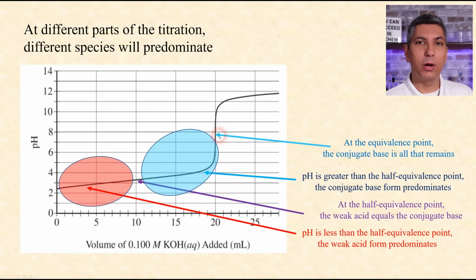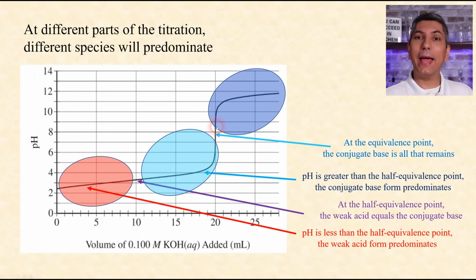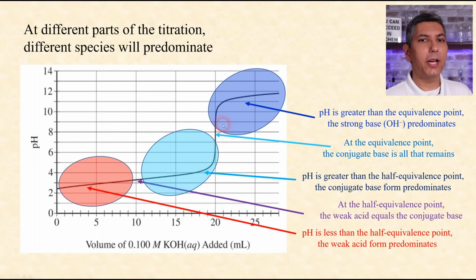At the equivalence point, the weak acid is completely gone, and the conjugate base is the only factor that affects the pH. At any pH higher than the equivalence point, the titration mixture is essentially a strong base, as the weak acid is gone and the conjugate base's influence is negligible.